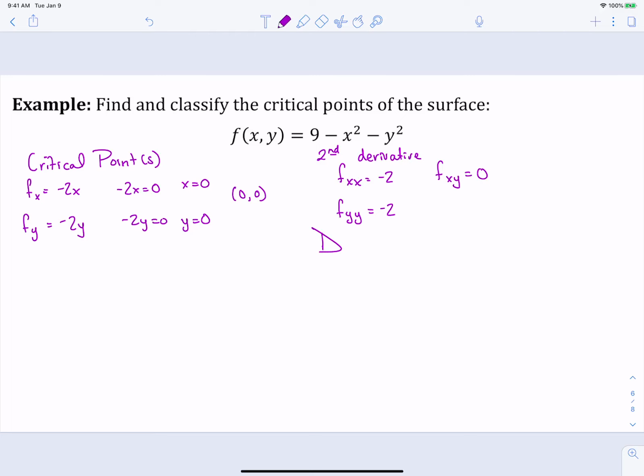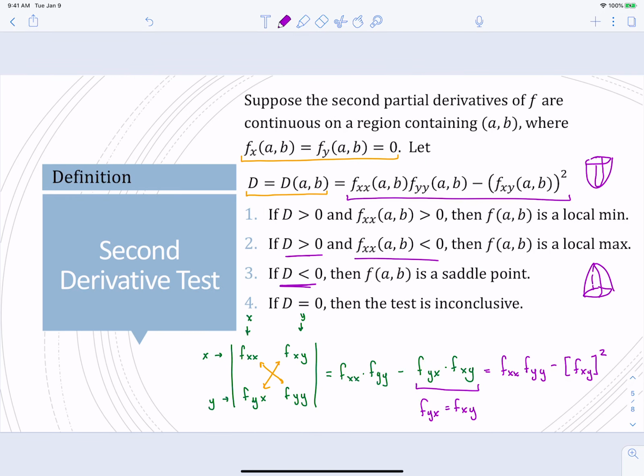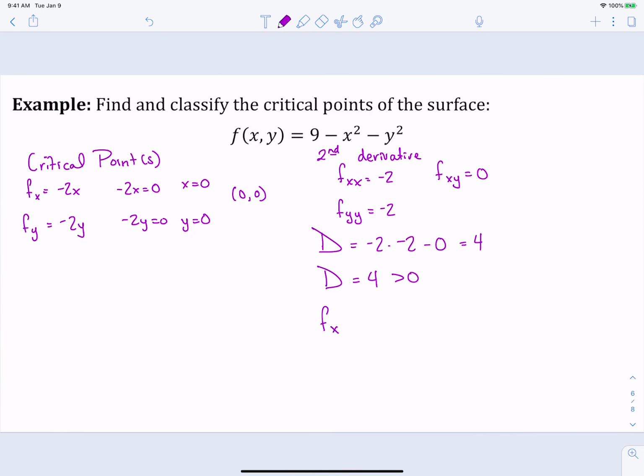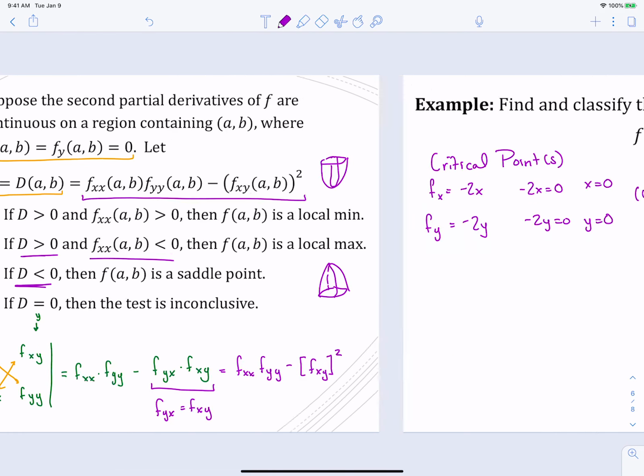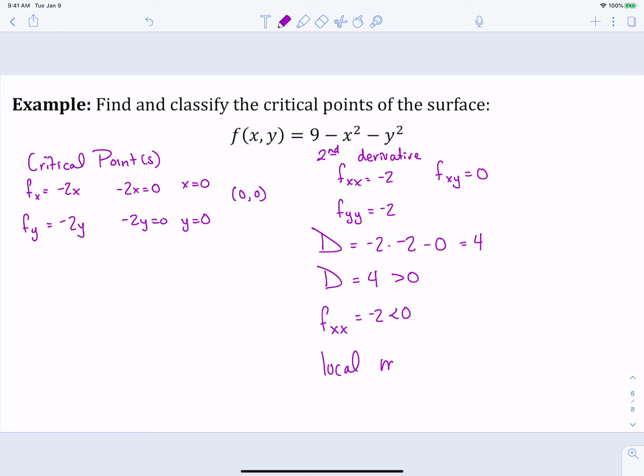So that determinant, our capital D, is -2 times -2 minus 0, so it's 4. So what this is telling us is that D is equal to 4, which is greater than 0. Cool. So we have either case 1 or case 2. So we need to look at what our partial derivative with respect to x twice is. It's -2, which is less than 0. So that's case 2. So that tells us we have a local max at (0, 0).